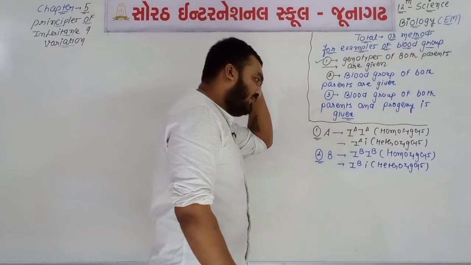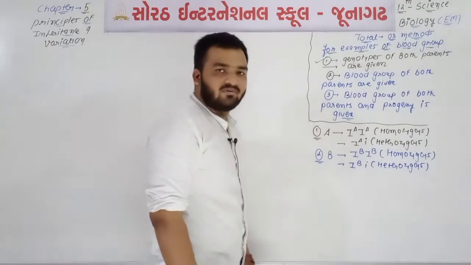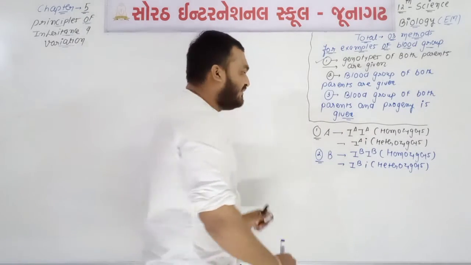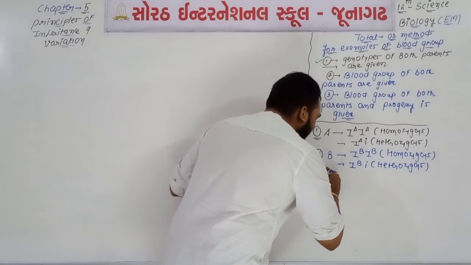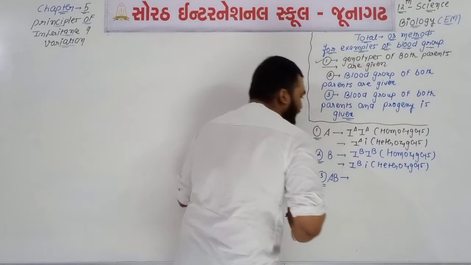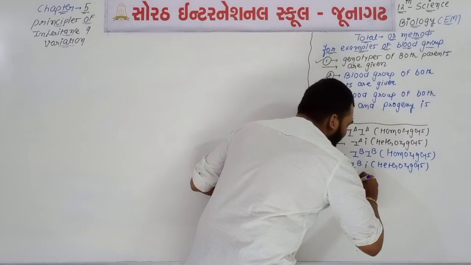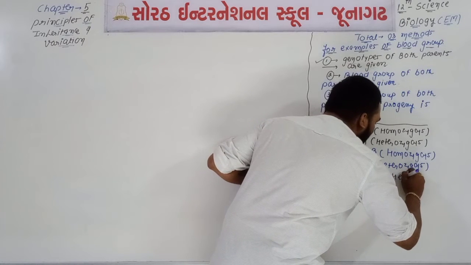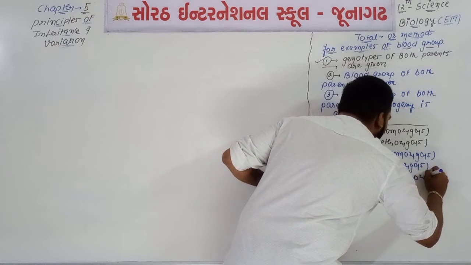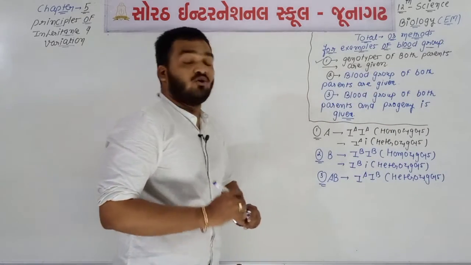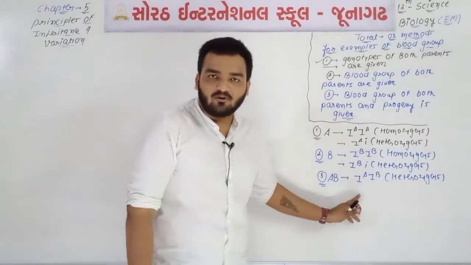Okay, it is homozygous. The first one of both is a homozygous pair, and the second one of both is a heterozygous type of pair. The third one is about the blood group AB. For blood group AB, the genotype will be IAIB. Remember, blood group AB is always heterozygous, and codominance is only found in blood group AB.